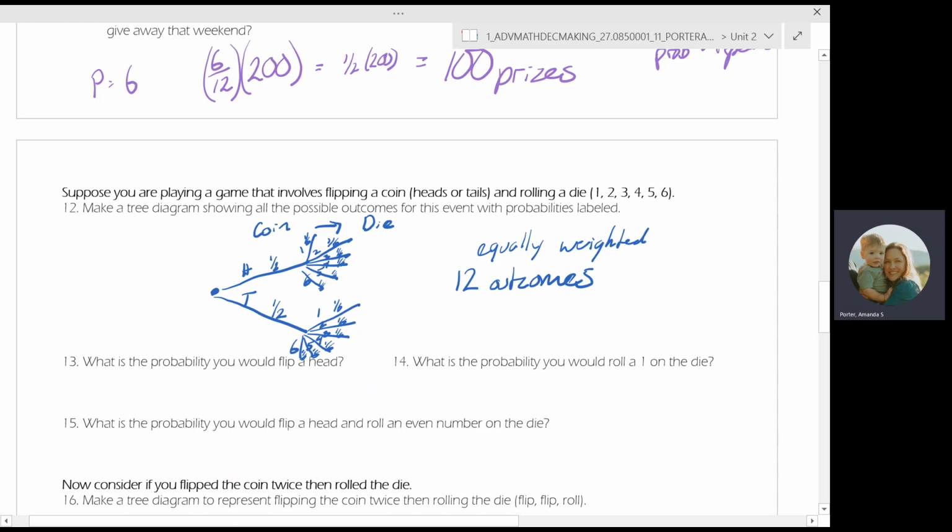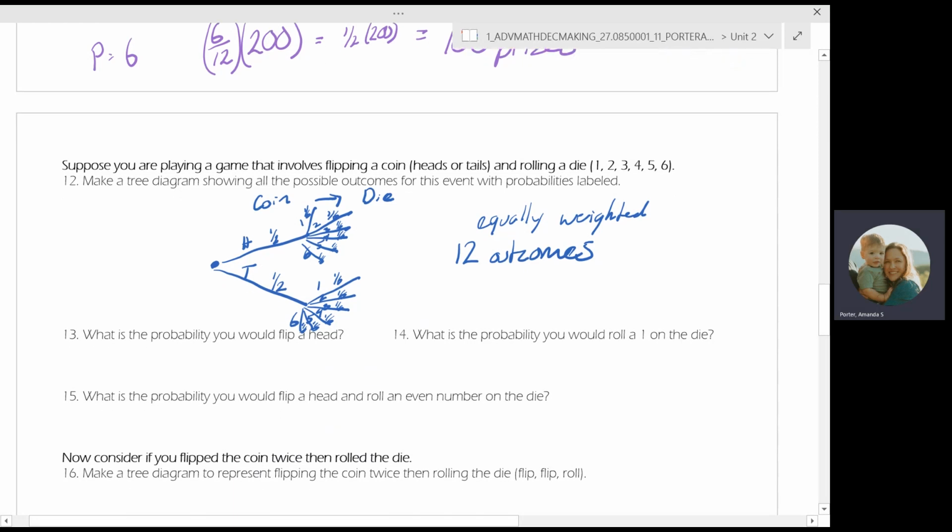So talk about it like we did up above. What is the probability you flip a head? I only talk about heads, so I only need to talk about those two pieces, heads and tails. So the probability you're flipping heads is 1/2. What's the probability you roll a 1? If I'm talking about rolling a 1, I'm only talking about that section. I didn't mention both things. So the probability I'm rolling a 1 is 1/6.